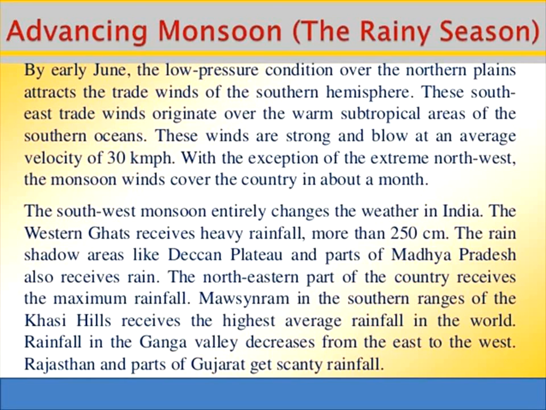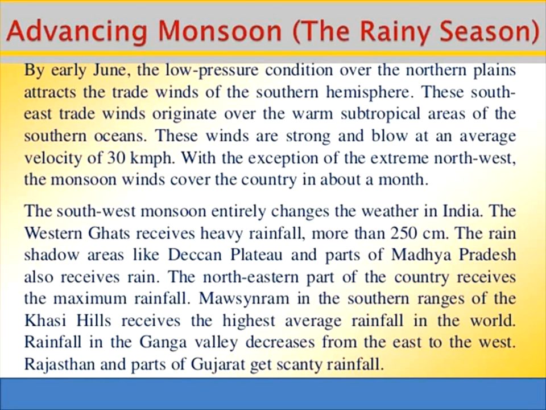The rain shadow areas like the Deccan Plateau and parts of Madhya Pradesh also receive rain. The northeastern part of the country receives the maximum rainfall. In the northeastern parts, Mizoram, Meghalaya and the surrounding areas receive maximum rain. Mawsynram, in the southern ranges of the Khasi Hills, receives the highest average rainfall in the world. This region is situated in Meghalaya state.